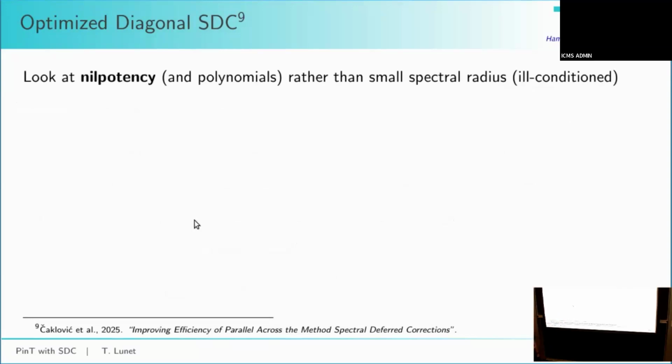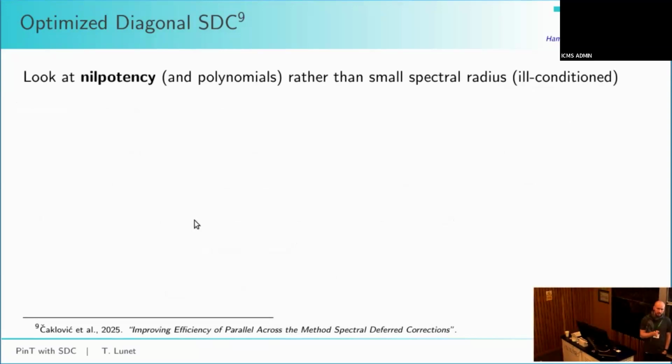But the whole idea is, instead of searching for coefficients that make these matrices have a low spectral radius, I look at coefficients that make the matrix nilpotent. And starting from that, we can continue. The whole analysis was also done using polynomials. That means we don't want to do this analysis in matrix space. We just say that this matrix space is actually isomorphic to polynomial space.